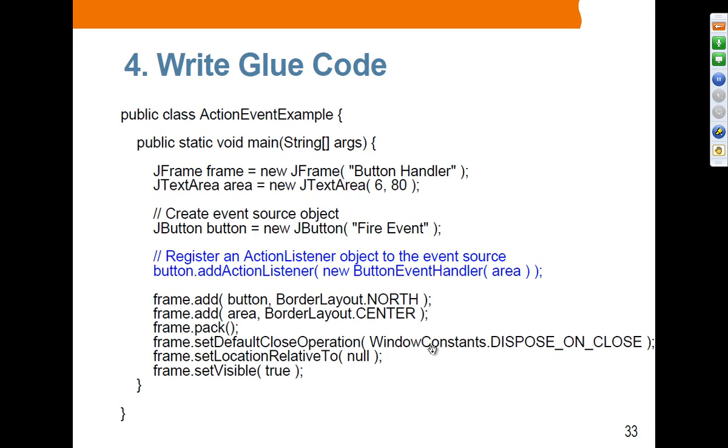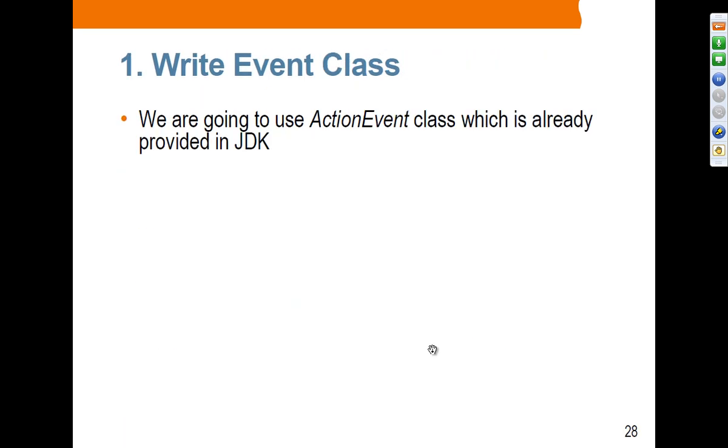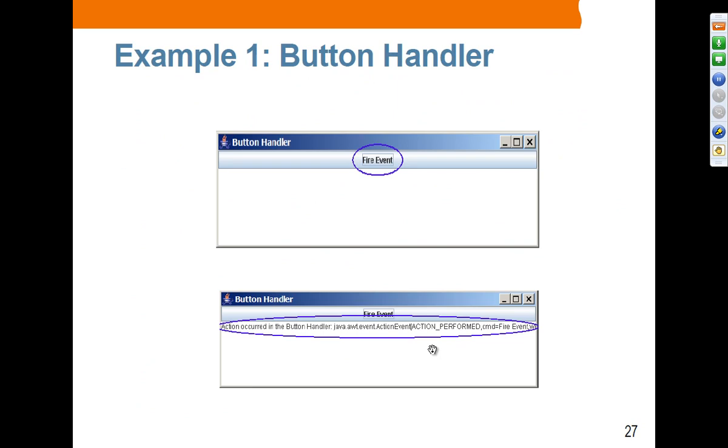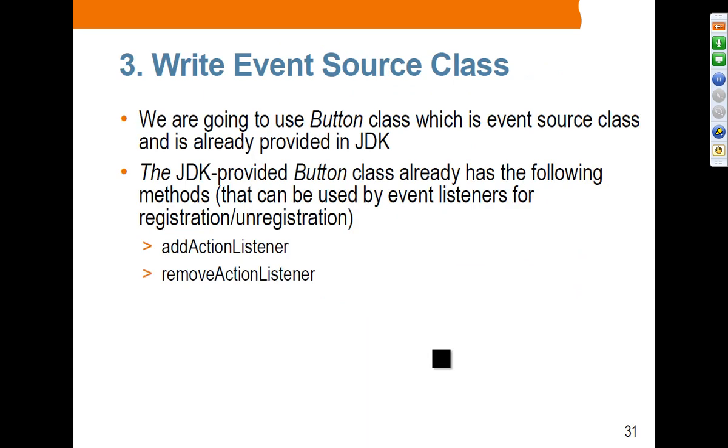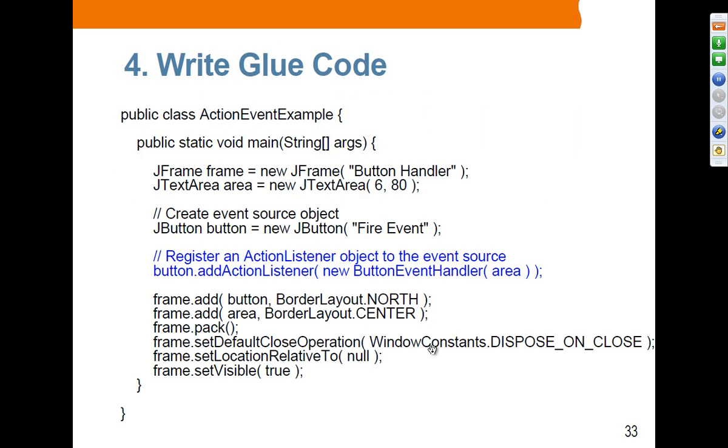So here we create the JFrame. That is the frame that we have seen. So basically we are creating this frame, and then we create the text area. That is the text area that you have seen. Then we have a button.